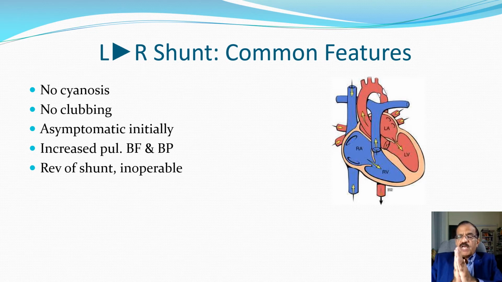Right to left shunt never gets reversed. It is only the left to right shunt which may get reversed later in life, because as I just mentioned, pulmonary pressure will progressively increase, and there will be a time when the shunt may be both ways. Sometimes blood is going from the left to the right, and sometimes it is going from the right to the left. And then when the pulmonary pressure increases further, then there will be complete right to left shunt, and at this stage patient becomes inoperable.